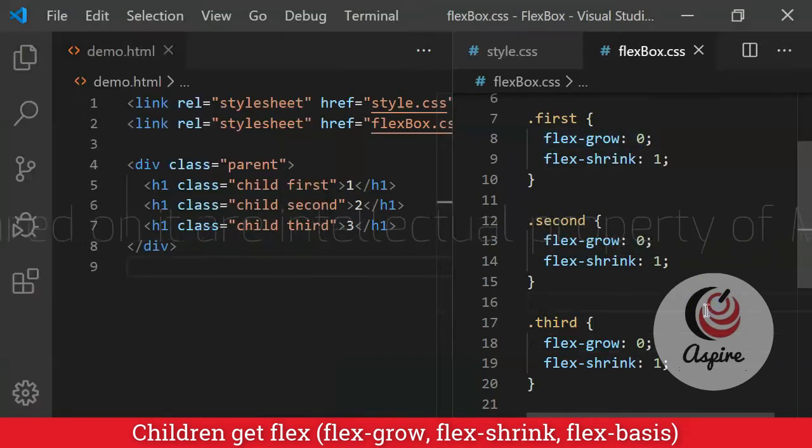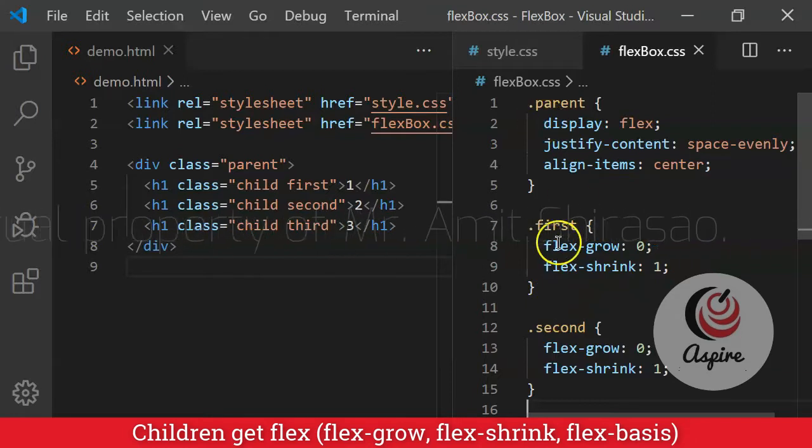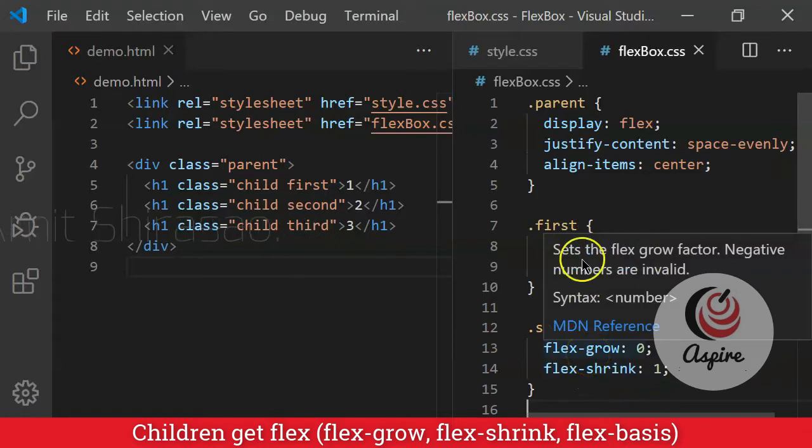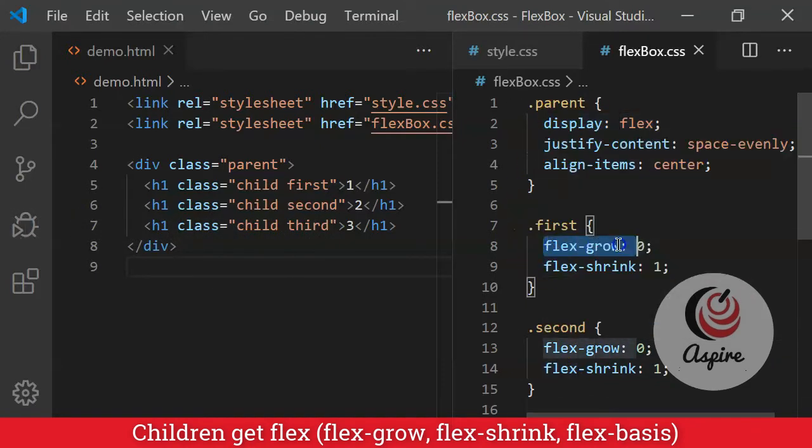Okay. Also notice that flex-grow and flex-shrink are not given to the parent, they're always given to the children, because children react in a particular way to the growth or shrinkage of the parent depending upon what are the values of flex-grow and flex-shrink. Okay, so flex-grow and flex-shrink are the properties of children and not of the parent.